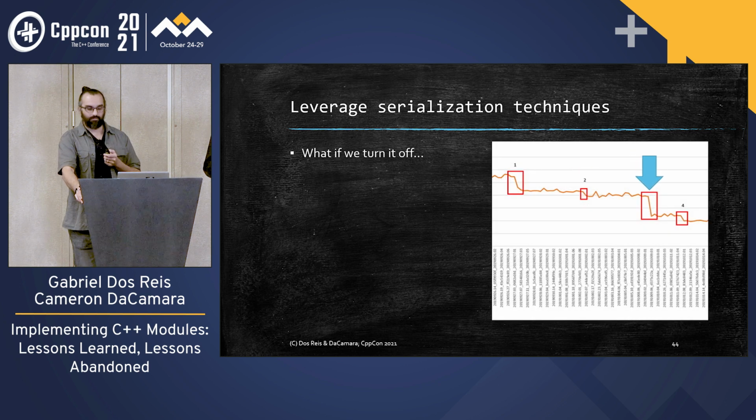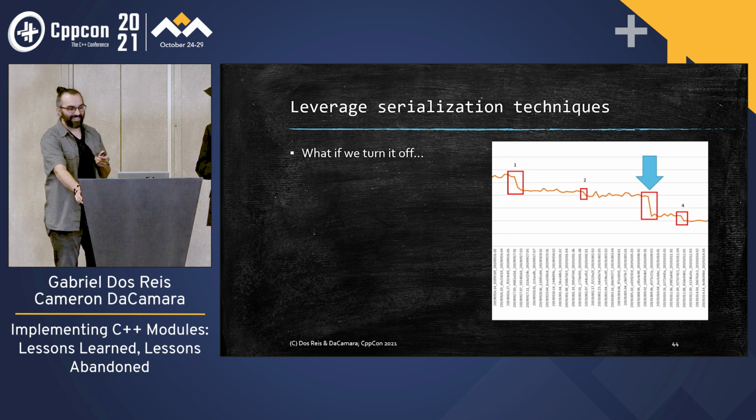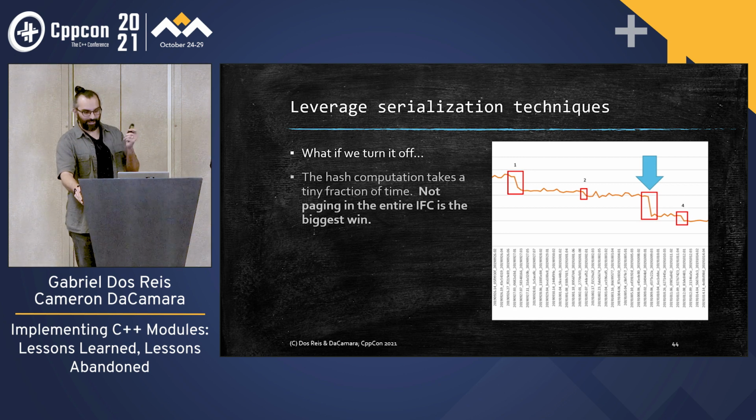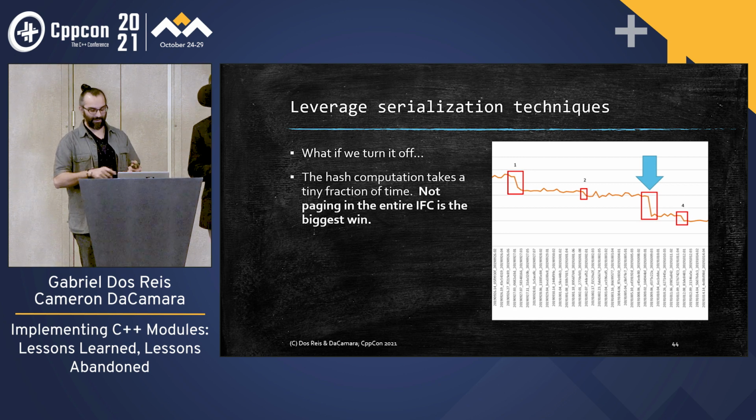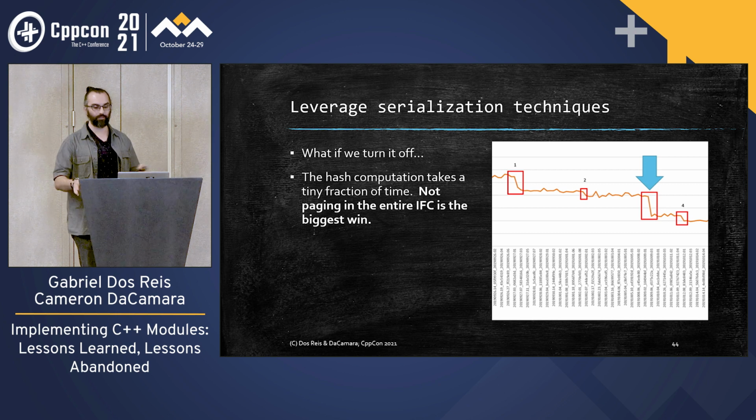What if we turn that off? That's a pretty big perf win, and here's the reason why. The overhead was not in computing the hash. That was completely negligible in the context of this overhead. The real overhead was the fact that we had to page in the entire IFC in order to sum up the bytes.